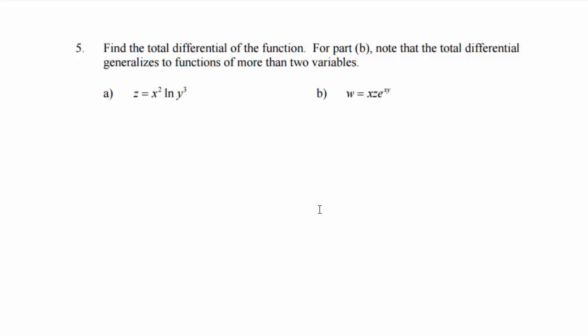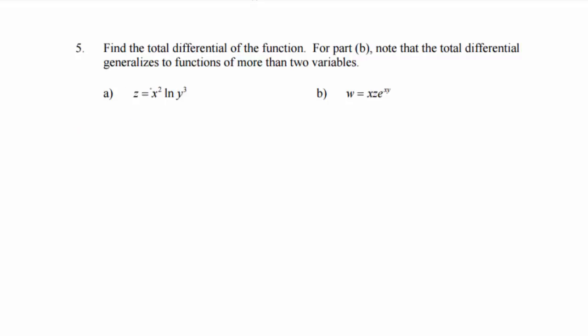It says find the total differential of the function. Then I say, for part B, note that the total differential generalizes to functions of more than two variables, and it generalizes in a very consistent way with the first version of dz. In this case, it would be dw in B. Well, B is kind of a generalization, so you have to kind of extrapolate.